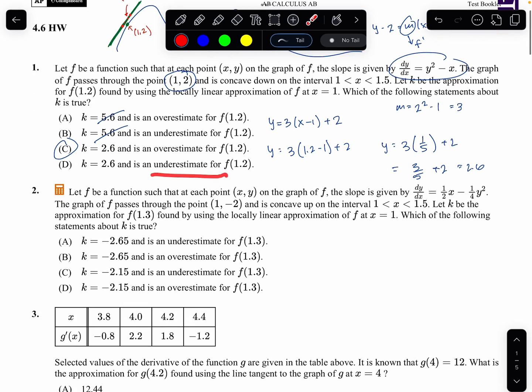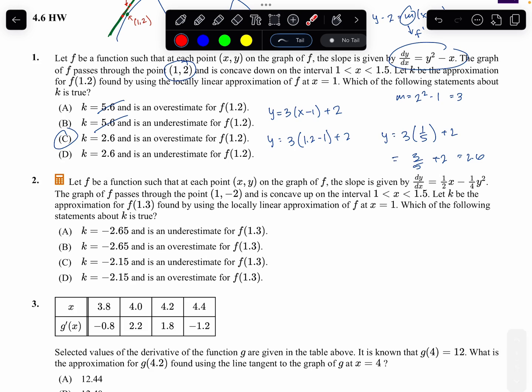And that would mean that it would be an underestimate. But yeah. Okay, so for 2, let f be a function such that each point x, y on the graph of f is given by, so we have a slope here. The graph of f passes through the point (1, -2), and it's concave up. Let k be the approximation for f of 1.3. So it's a similar problem. I guess we're just allowed to use a calculator on this one.